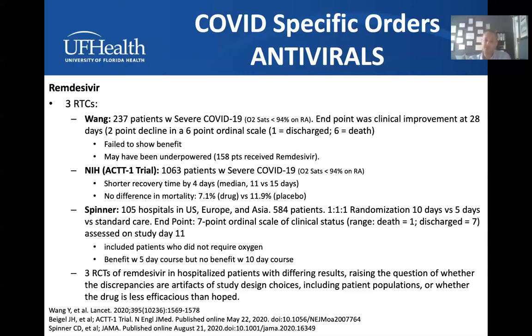So at the end of the day, we're left with 3 randomized controlled trials that show conflicting evidence. One showed no benefit. The second showed benefit with a 10-day course of the drug in patients with severe disease. And the third one showed no benefit with 10 days, but benefit with 5 days, but included patients with non-severe disease. So now what?